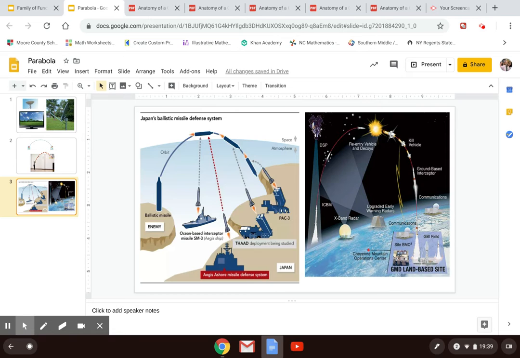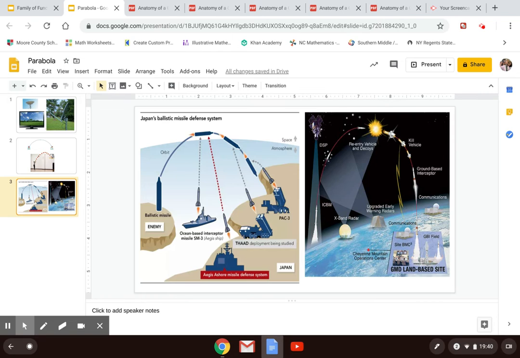If you look over where we have Japan's ballistic missile defense system, every now and then you hear in the news about North Korea launching missiles over and at Japan. Well, those missiles launch in a parabola-type orbit, and then you'll notice over there at Japan that they're firing back with intercepting missiles, that some are traveling in a straight line, and then the PAC-3 one is actually traveling in a parabolic shape.